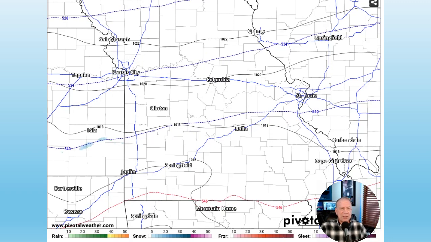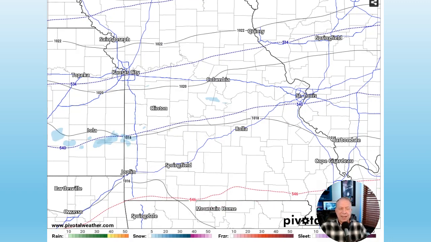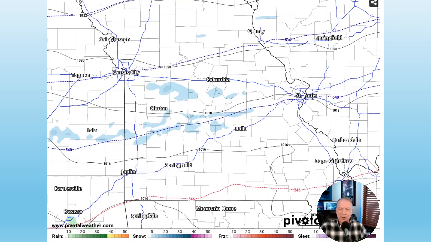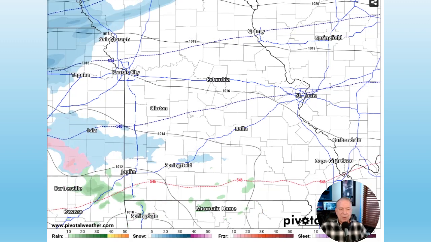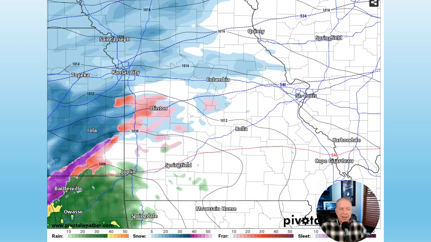Then we advance here. This is now Tuesday at 8 o'clock in the evening. Now you're starting to see a few bands of snow showing up overnight Tuesday. Here, this is midnight Tuesday, right in through here. And this is when the next storm starts developing. And 5 a.m., 6 a.m.